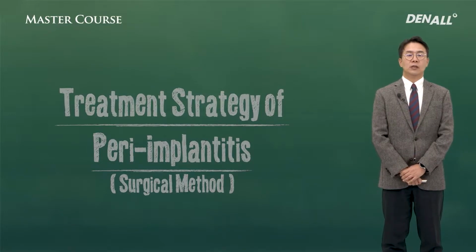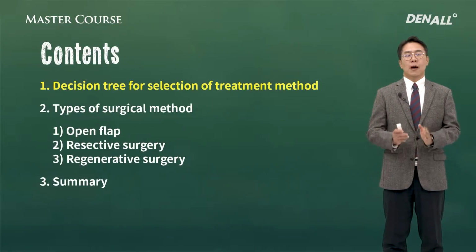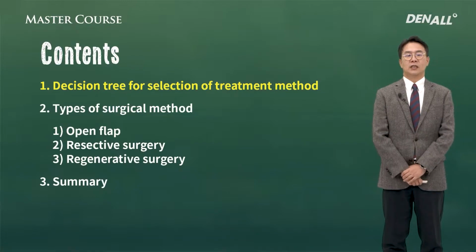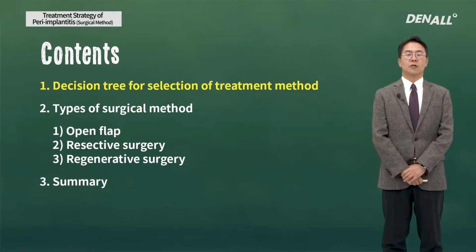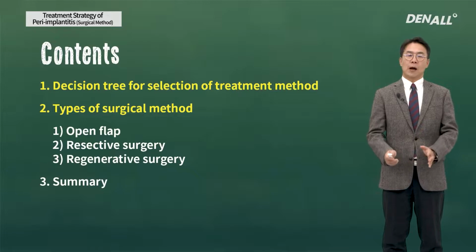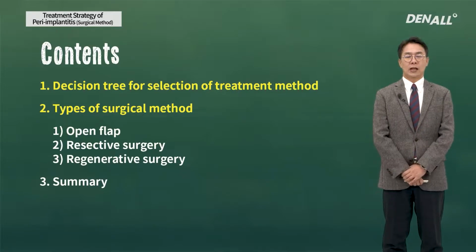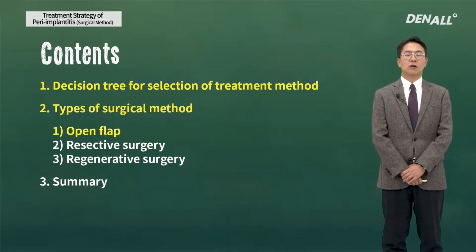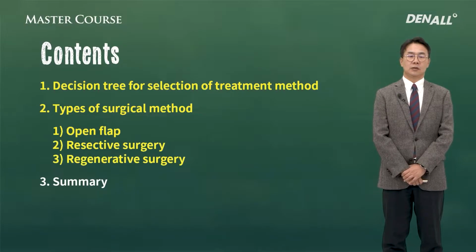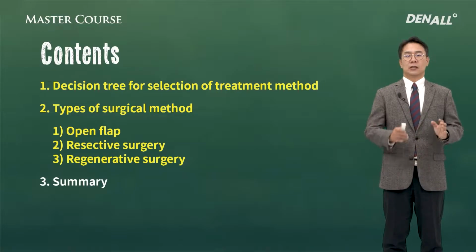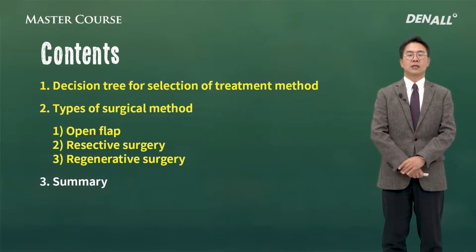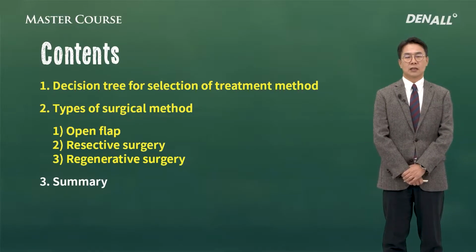The contents of today: I'm going to talk about the decision tree for selection of treatment method. Next, I'm going to talk about types of surgical method. In general, they can be open flap, resective surgery, or regenerative surgery. You need to determine whether you're going to remove or regenerate. After that, I'm going to summarize.